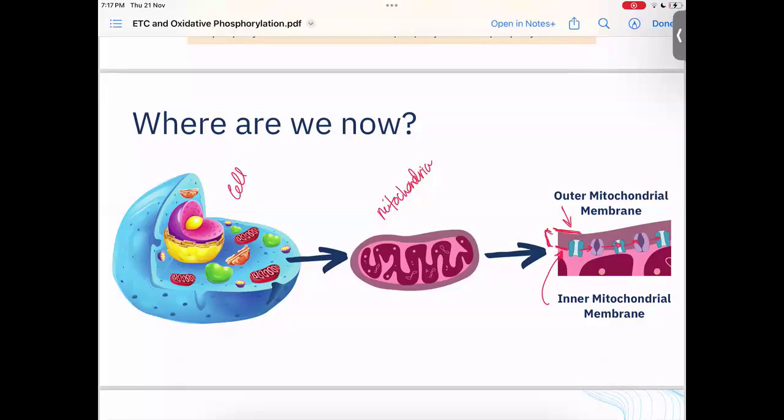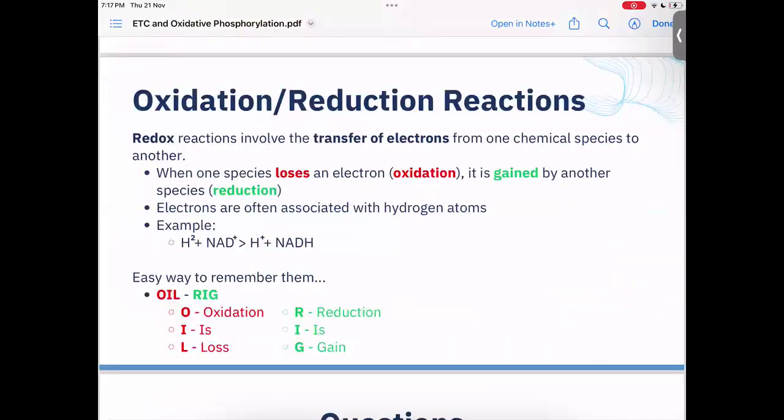Now that we've understood where we are in terms of location and the general layout of this whole process, we're going to begin discussing some important concepts, and then eventually gather all of that into one diagram and understand the process as a whole in terms of a story, just to make things easier and simpler for you guys.